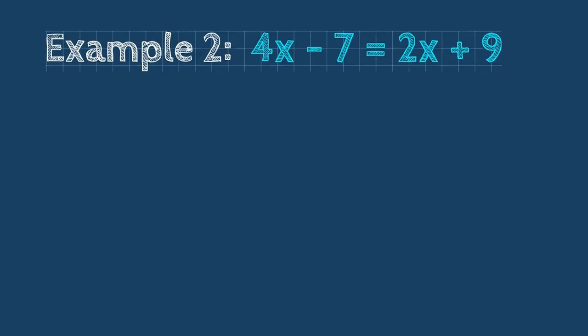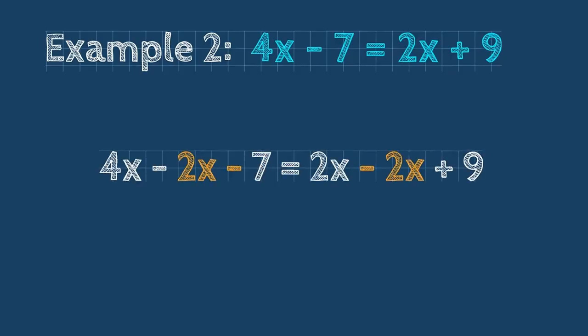Now, example 2. 4x minus 7 equals 2x plus 9. This time, there are x terms on both sides. We want all the x terms together, so subtract 2x from both sides. 4x minus 2x equals 2x. Now we have 2x minus 7 equals 9.